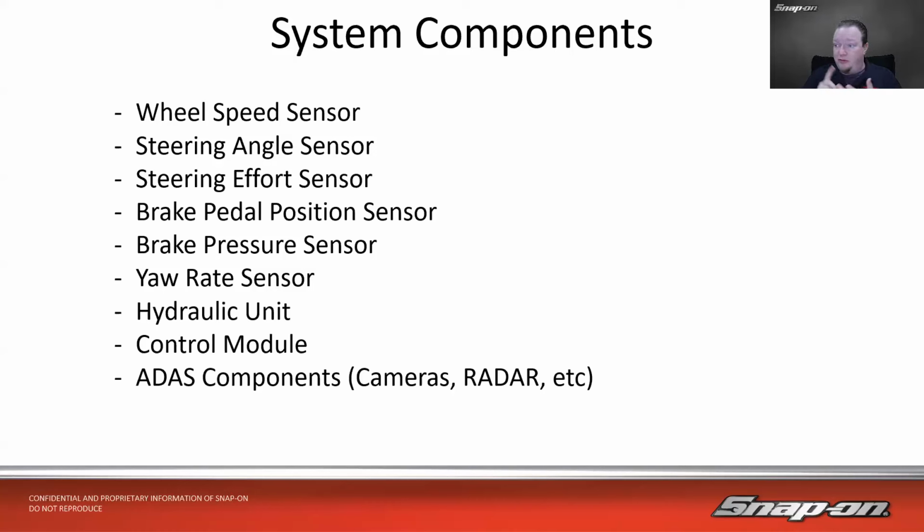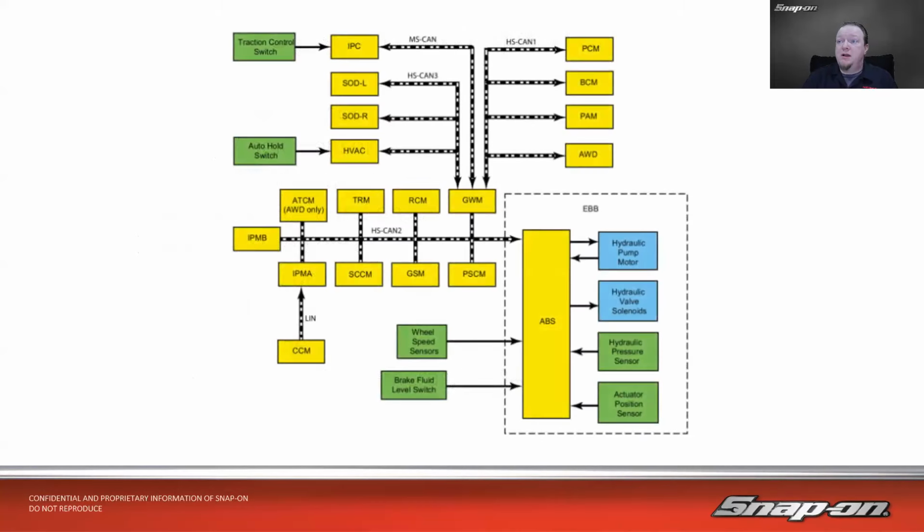So things like cameras, radar, whatever other sensors there are on the vehicle for the ADAS, that would be related, and a failure in one could lead to a failure in another, and you wouldn't want to misdiagnose that as the wrong failure.